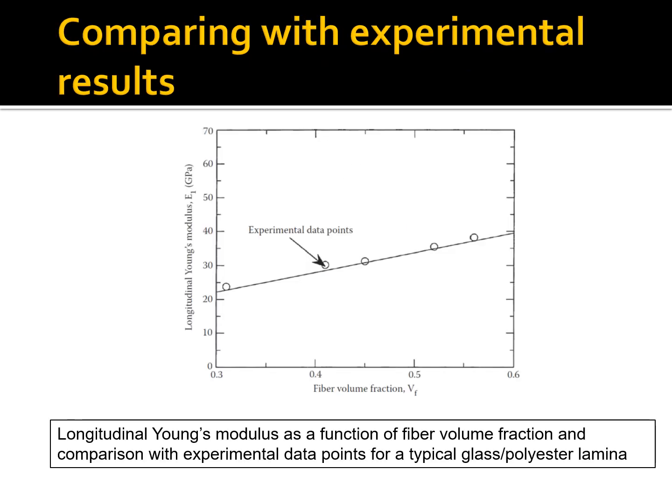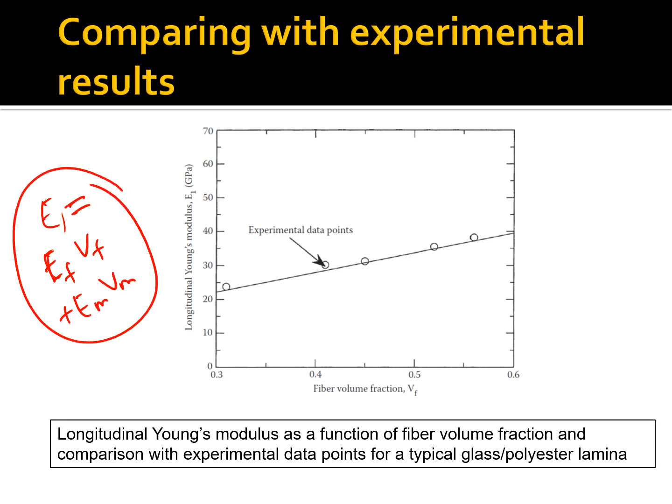We wanted to see how good our formula for E1 is, which was EF VF plus EM VM, right? And we want to see how good this formula is, and you're finding out the experimental data points are very close to the straight line approximation of the Young's modulus E1 right here. So that's a good sign that even a simple formula like this one is giving us good results when compared to experimental results. And that's the end of this segment.